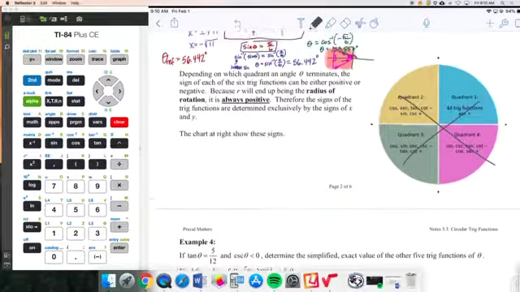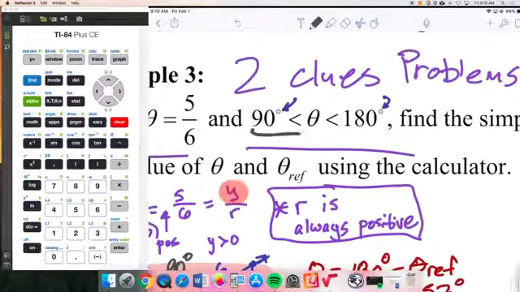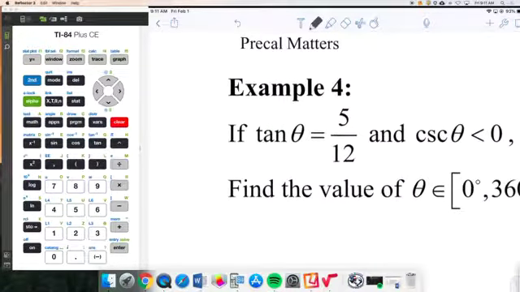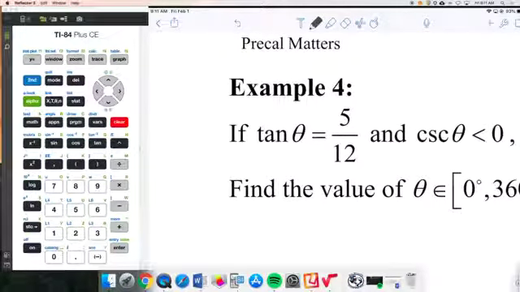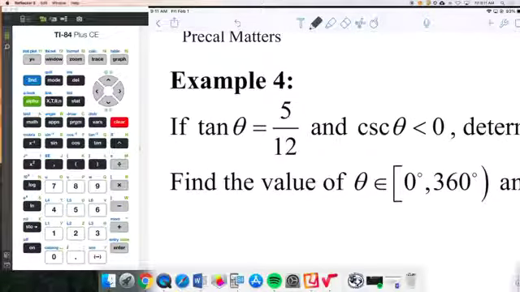Okay, so let's look at example 4. It's a better two's-clues problem because the last one was kind of boring since we only needed that second clue. That's not how they're going to be given to you. So example 4: if tangent of some angle theta is 5/12 and cosecant of the same angle is what? Negative, less than 0. That's a better clue.